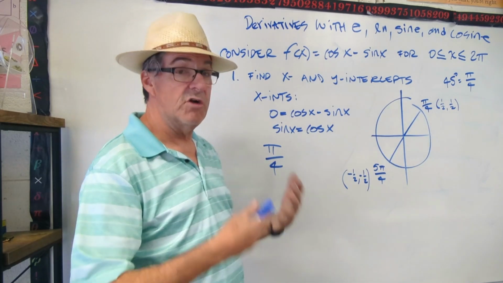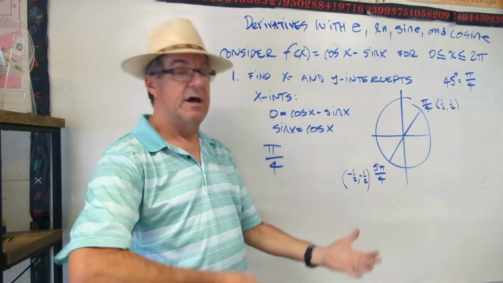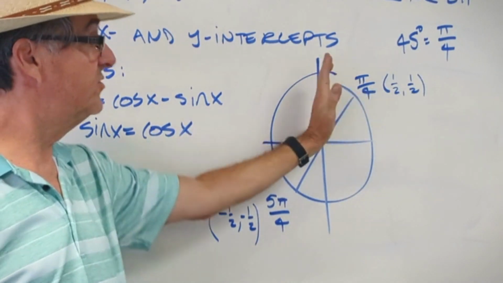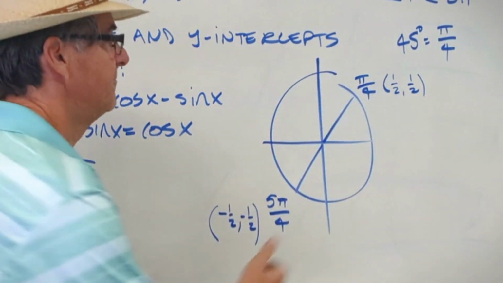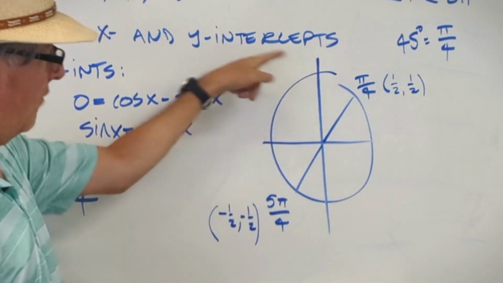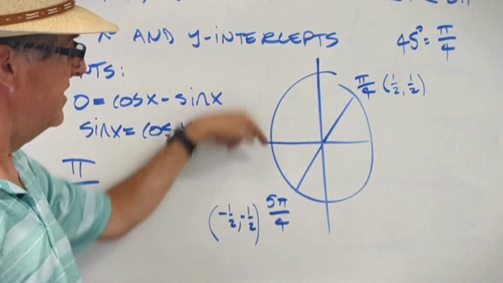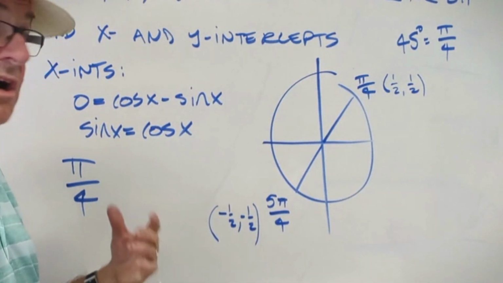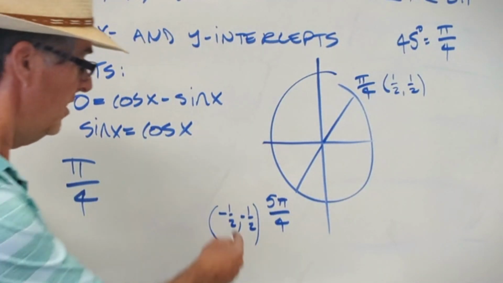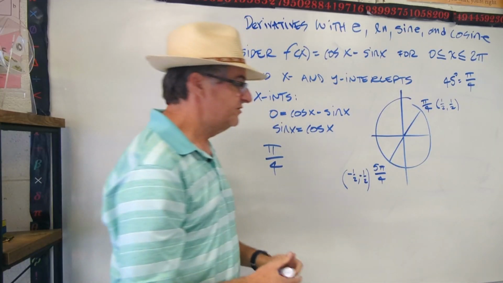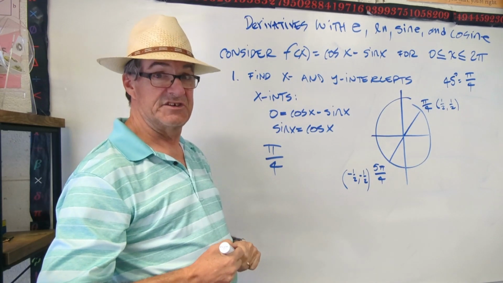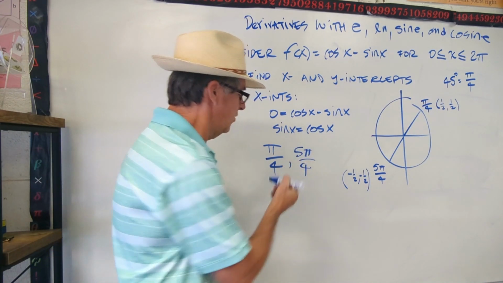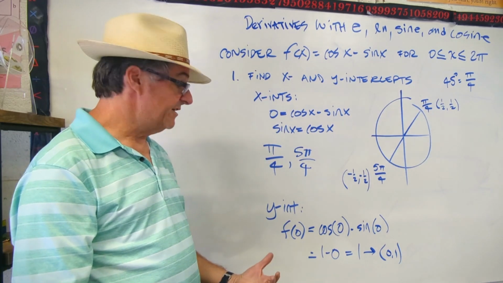Now remember, we count around the unit circle in 45s by pi over 4. So 1 pi over 4, 2 pi over 4, that's just pi over 2. 3 pi over 4, 4 pi over 4, that's just pi. So to get to the next 45, we're at 5 pi over 4. And at that point, cosine and sine are also equal. They equal -1/2. So that's our second x-intercept, 5 pi over 4.